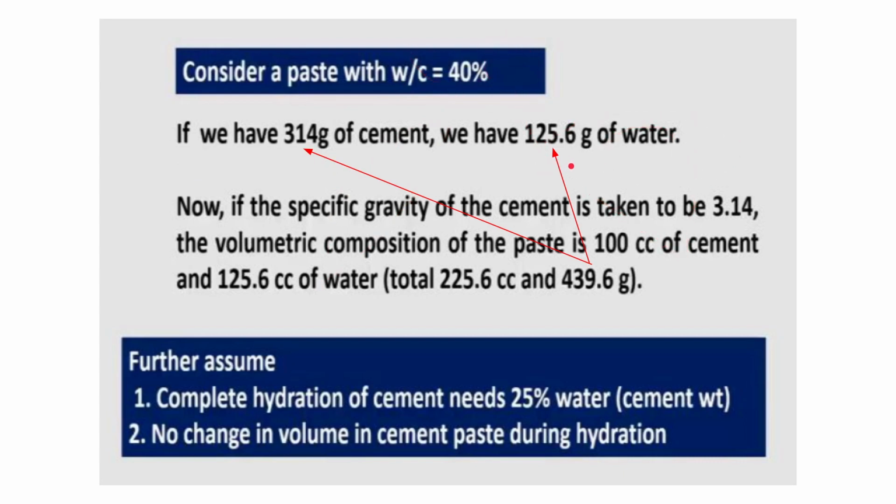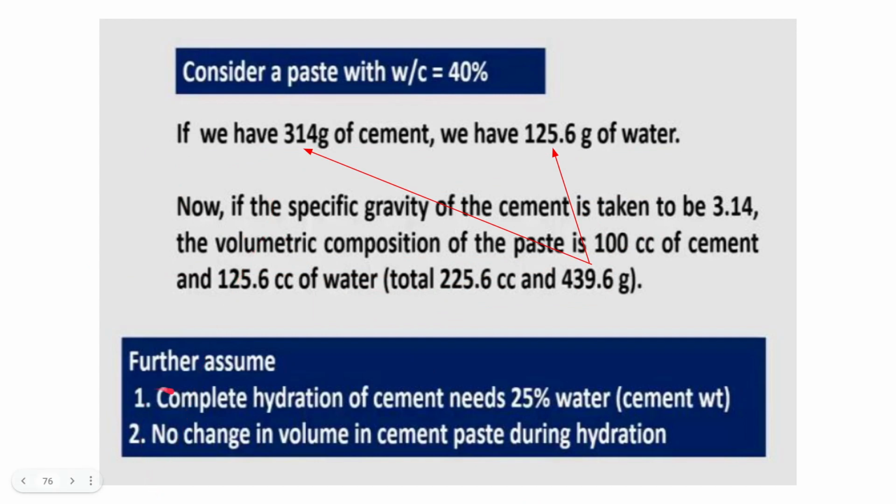be 125.6 gram. So the specific gravity of cement, if it is 3.14, the volumetric composition of the paste is 100 cc of cement and 125.6 cc of water. So that is a total of 225.6 cc and 439.6 gram.